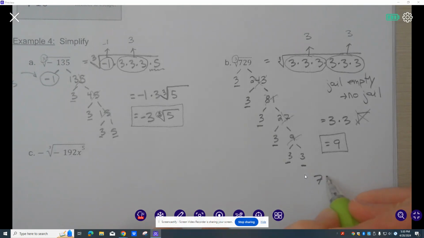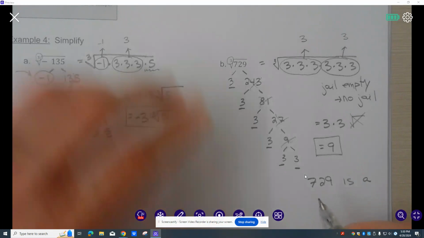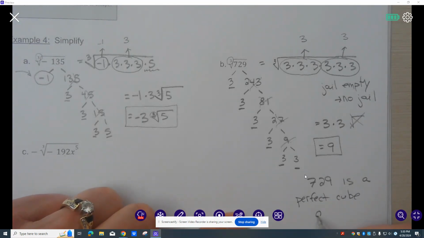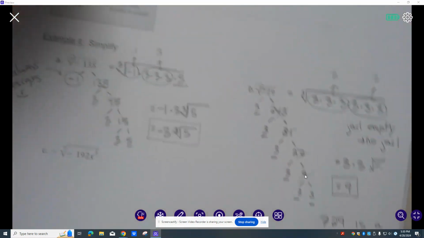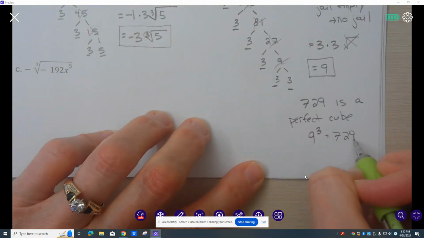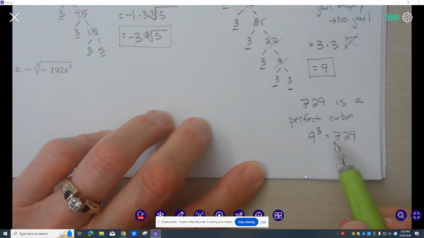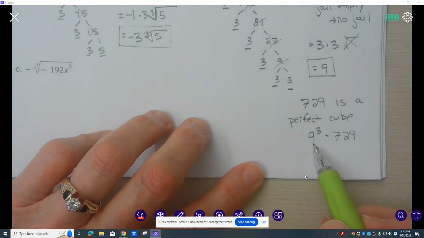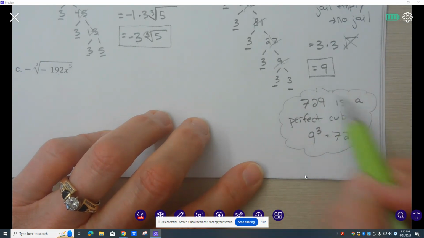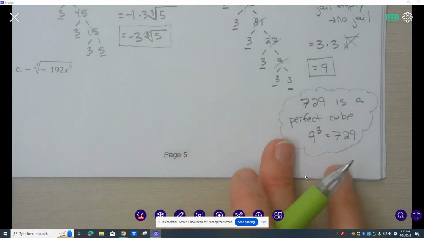So 729 is what we call a perfect cube, because 9 to the third power, so if you multiply 9 times 9 times 9 equals 729. That's why when you take the third root of 729, you get a 9. So you could just put this in your notes. It's kind of an interesting little fact. We haven't talked a lot about perfect cubes.